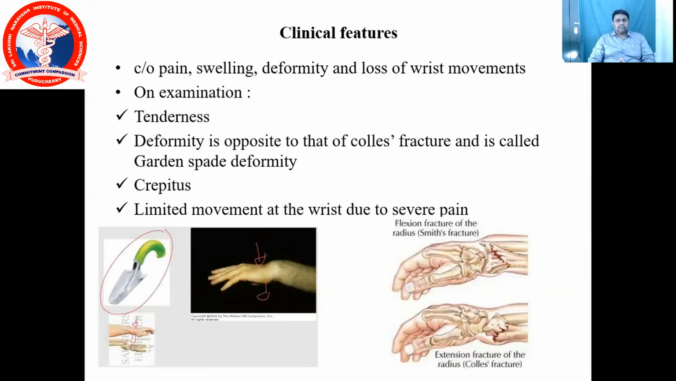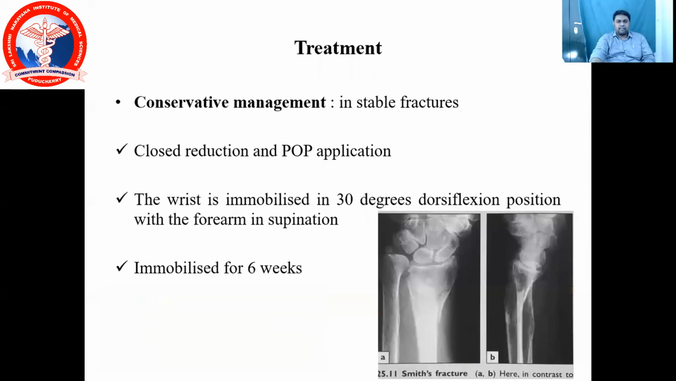Clinical features. So in clinical features, the patient complains of pain, swelling, deformity, and painful wrist movement. On examination, there will be localized tenderness at the fracture site. A deformity will be present, but in Colles fracture, it is a dinner fork deformity. But in Smith's fracture, it's the reverse. It's the garden spade deformity. In the picture given below, you can see the wrist in the shape of the garden spade. Crepitus will be present at the fracture site, and the movement will be painfully restricted.